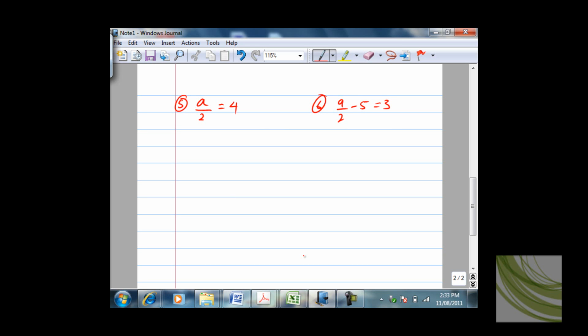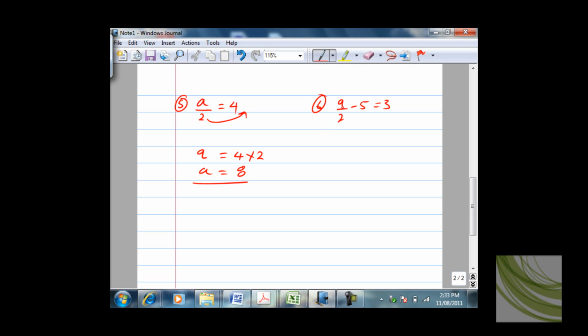Let's look at example 5. A upon 2 equals 4. To make A the subject of the formula, I have to get rid of that 2 and take it to the right hand side. Now 2 is being divided. So if you take it to the right hand side, the operation changes to multiplication. Hence we get A is equal to 8.